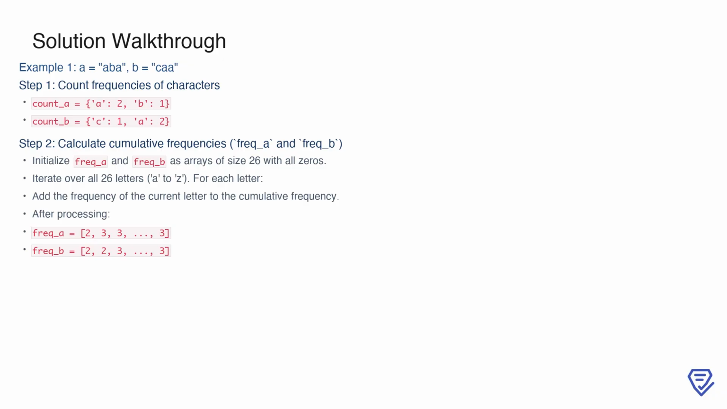Next, we calculate the cumulative frequencies for each string, which track the total number of characters that are lexicographically less than or equal to each letter. We initialize 2 arrays, frequency_A and frequency_B, both of size 26 and filled with zeros. Then, for each letter from a to z, we add the frequency of the current letter to the cumulative total. After processing all letters, frequency_A becomes 2, 3, 3, 3, indicating that up to b, there are 3 characters in A. Similarly, frequency_B is 2, 2, 3, 3, which shows that up to c, there are 3 characters in B.